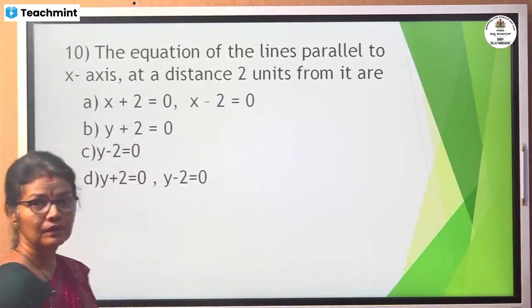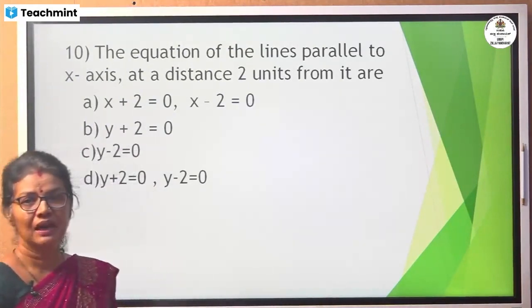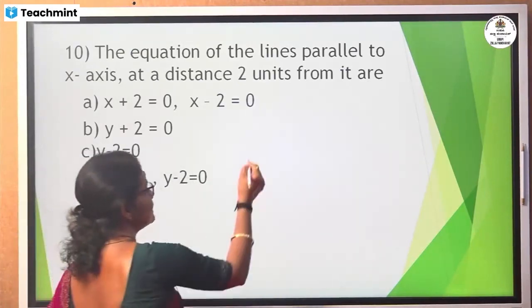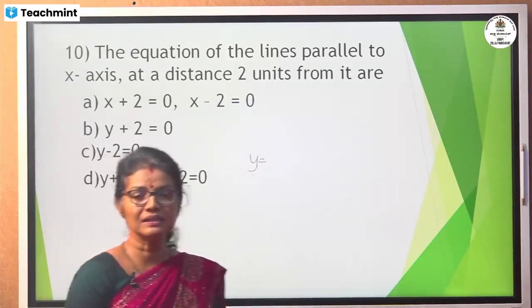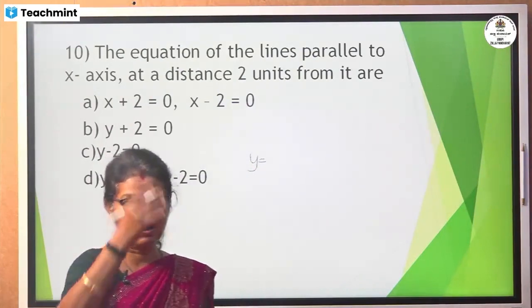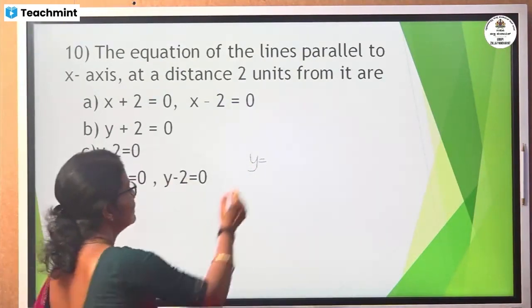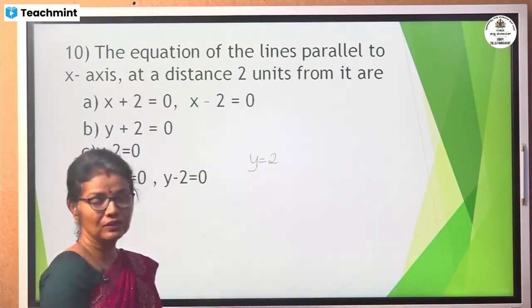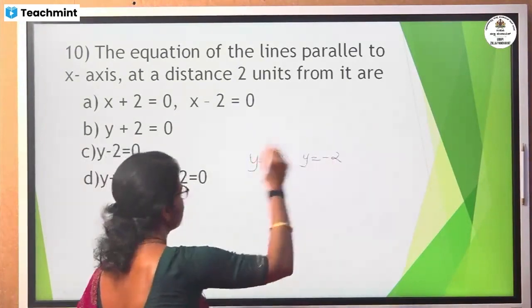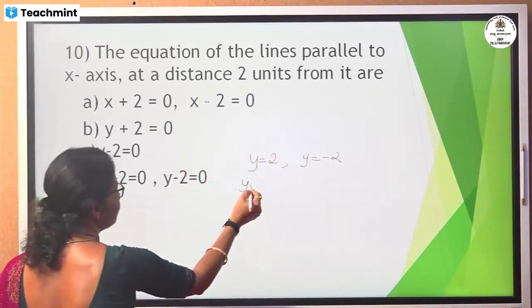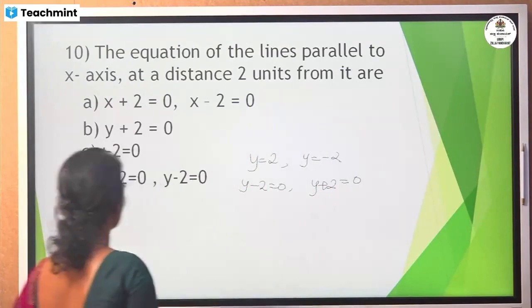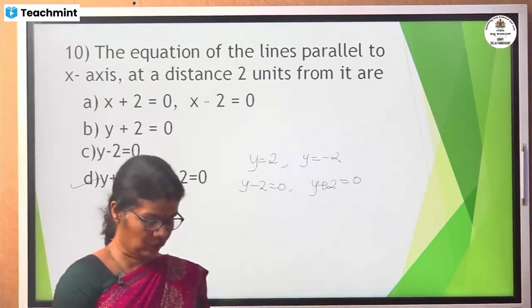Next question. The equation of the lines parallel to the x-axis at a distance of 2 units from it. The equation of a line parallel to the x-axis starts like this: y equal to. At a distance of 2 units from it, it is not mentioned whether it is above or below, so you can consider both values. 2 units above means y equal to 2. 2 units below the x-axis means y equal to minus 2. If we rearrange the equations, it will be y minus 2 equal to 0 and y plus 2 equal to 0. So the answer is option D.